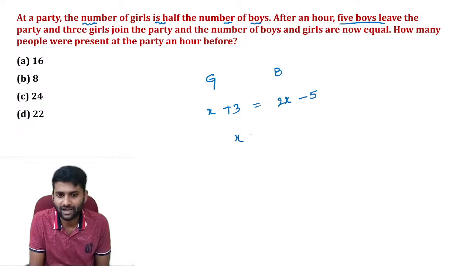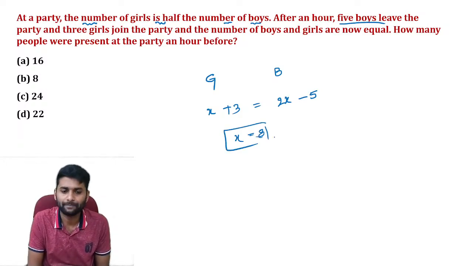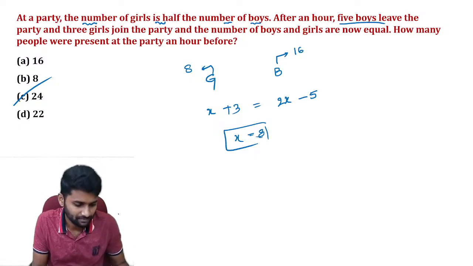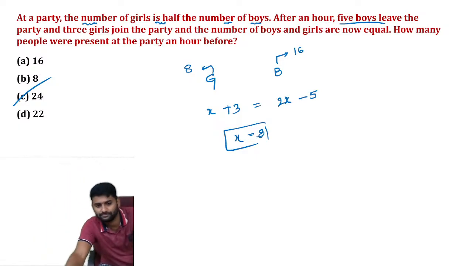Let's go through this value here. x is equal to 8, just by simplification. Now the number of boys is 2x, right? So 2 into 8 is equal to 16. Here 8 plus 16, the sum is 24. That's it. Understand that information.